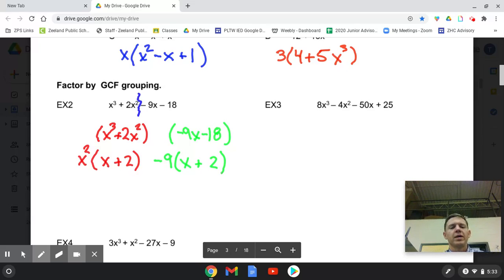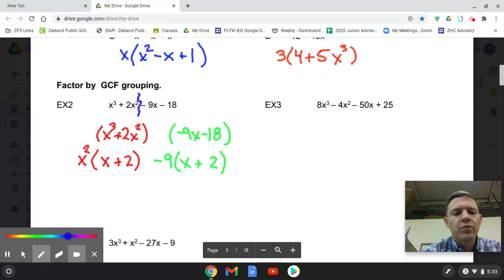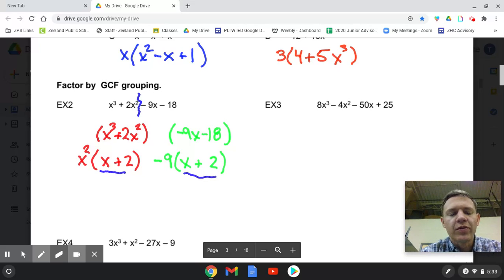All right, this is where it kind of gets tricky. Notice we have the exact same thing here. That will be true every time you group. If you factor by grouping and you do it right, you should get the same thing left over every time, an x plus 2. Now it's like pulling a common factor out again. What does the first term have in common with the second term? What does this blue have in common with this blue? Well, they both have an x plus 2.